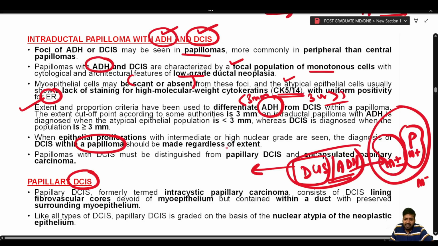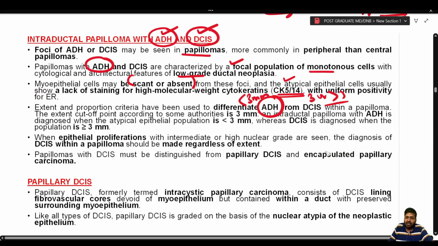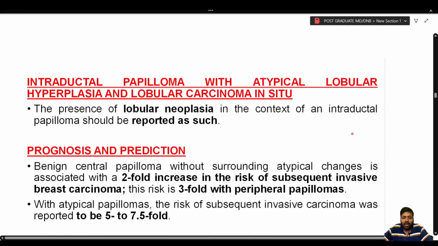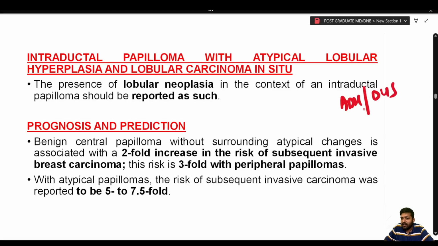Now, papillomas with DCIS must be distinguished from other lesions like papillary DCIS and encapsulated papillary carcinoma. These are the next topics of discussion, so I am not discussing these points right now. Now, similar to how we see ADH and ductal carcinoma in situ in association with papilloma, papillomas can also show areas of ALH and LCIS.